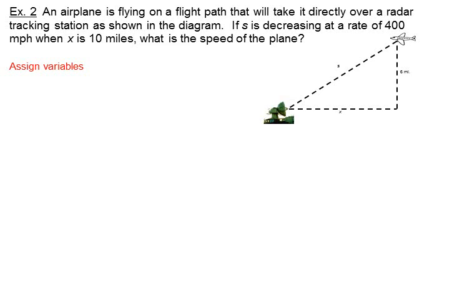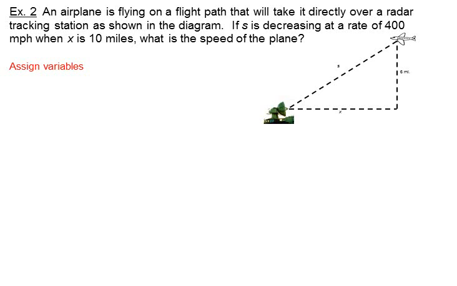Start by assigning variables. Before we do that, I want to point out the 6-mile altitude labeled in the diagram. As it's modeled here, you should avoid labeling your diagrams with any numeric values that do not remain constant throughout the problem. The 6 miles labeled into this diagram indicates that the altitude of the plane remains fixed at 6 miles throughout the problem. x equals 10 miles only at a particular instant in time, so it should not be labeled into the diagram. Anyway, back to assigning variables.